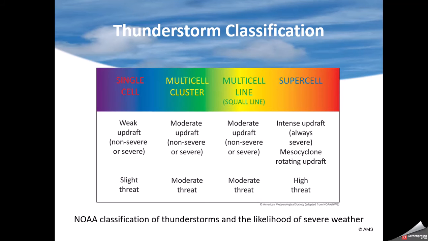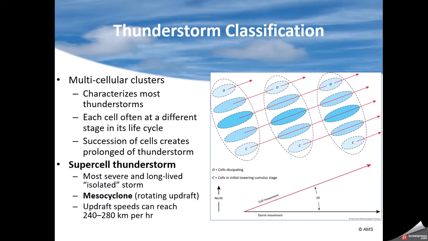But we have different classifications for thunderstorms. We call them a single cell, multi-cell line, or supercell. Each one of them gets more and more severe, more danger to your health or to damage the property. So let's start with multi-cells. Multi-cells are characterized by a group of thunderstorms, each one in a different phase of its life cycle.